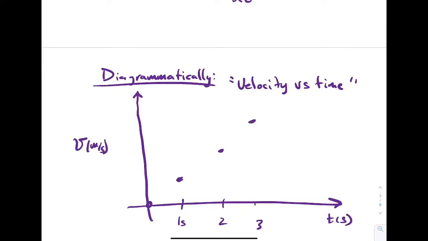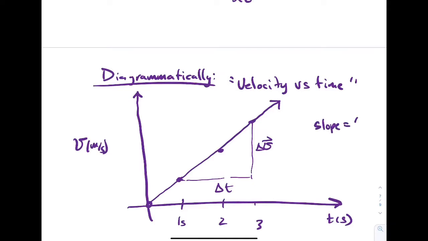And if we change our velocity at a constant rate, then the change in velocity over the change in time would yield the slope of our line, and the slope would be delta v over delta t, and that would be a. So we will have you plotting in your lab in particular.